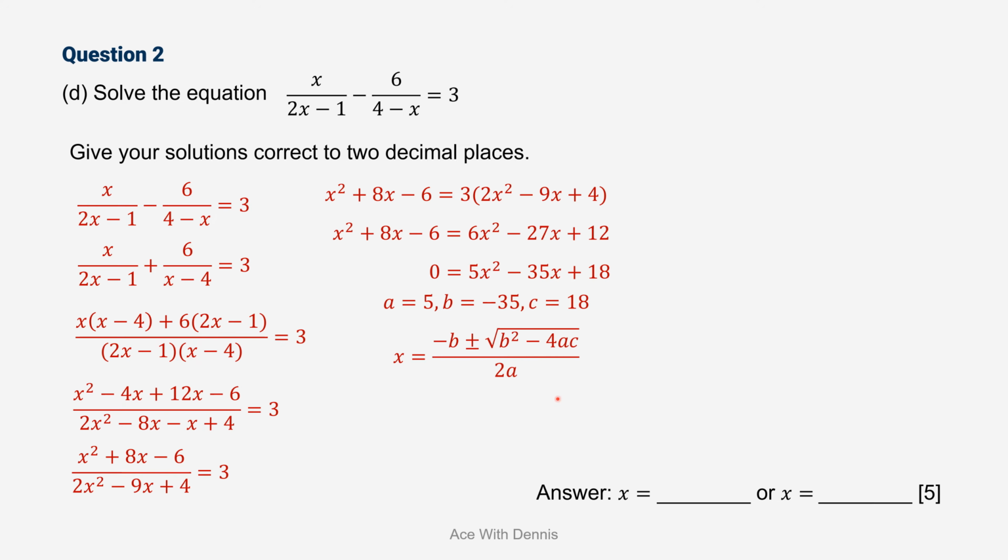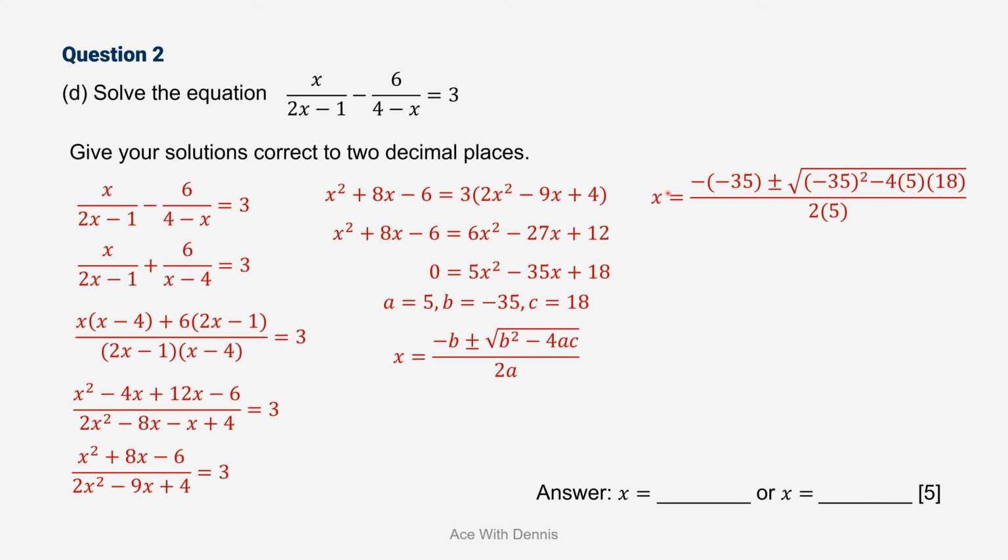So using the formula x equals negative b plus minus square root of b squared minus 4ac over 2a, I can solve this quadratic equation. Then I just substitute all the values of a, b, and c into this formula. I'll get x equals negative bracket negative 35 plus minus square root of negative 35 squared minus 4 times 5 times 18 divided by 2 times 5.